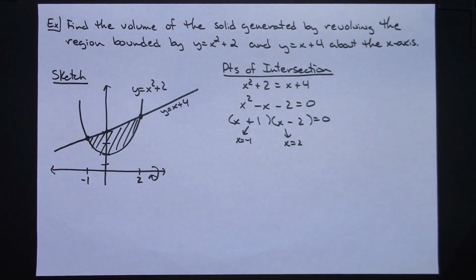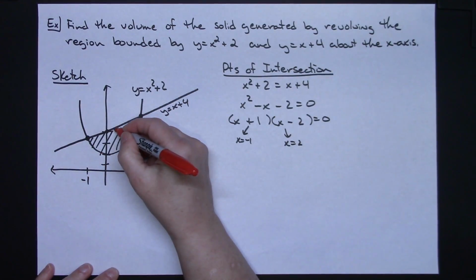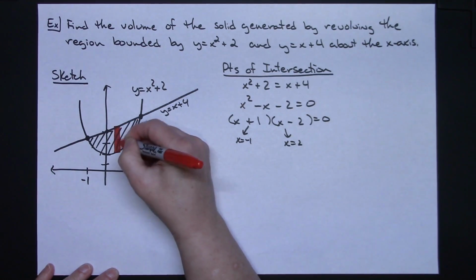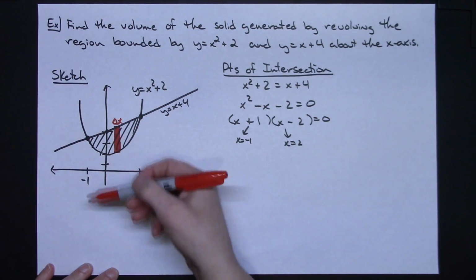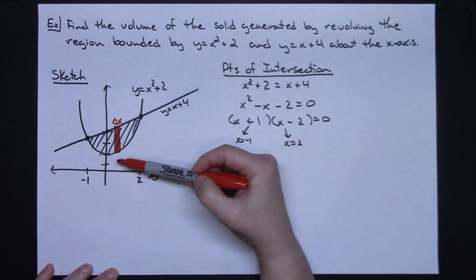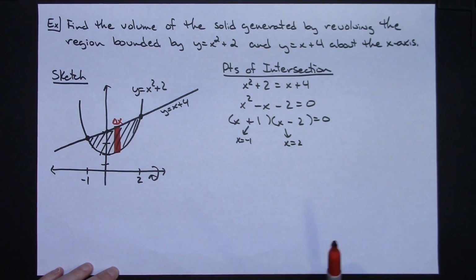Now let's make sure we're going to have the washer method involved. I'm revolving around the x-axis. There's my region. If I make my representative rectangle perpendicular to that axis of revolution, that would be my delta x right there. When I revolve that around, there's that gap right there. So you can clearly see that that would be the washer formed when I do this.